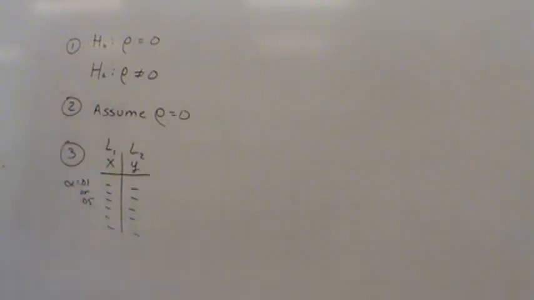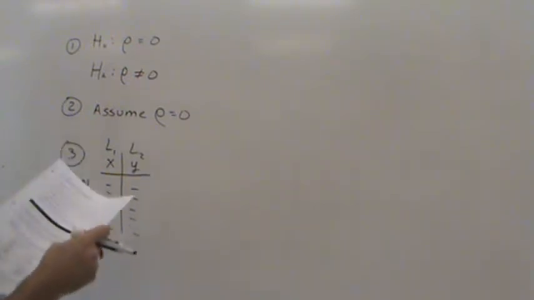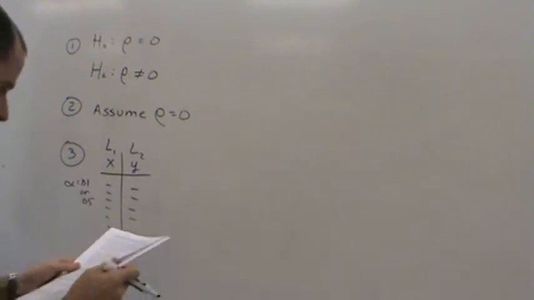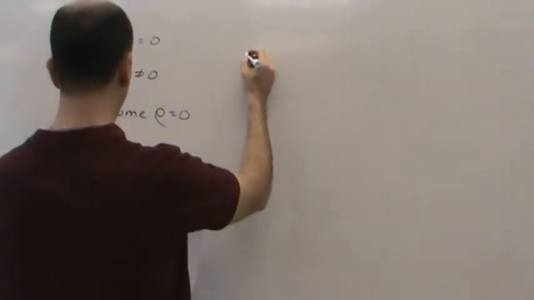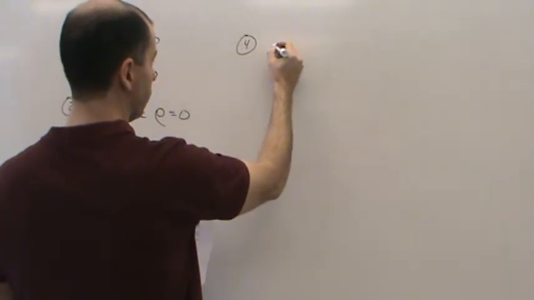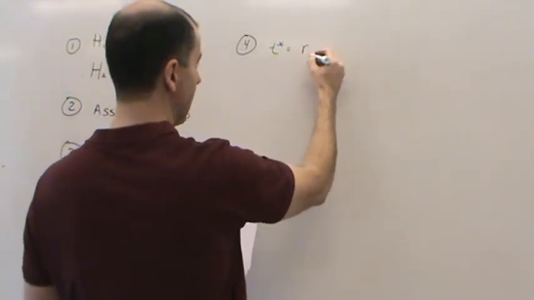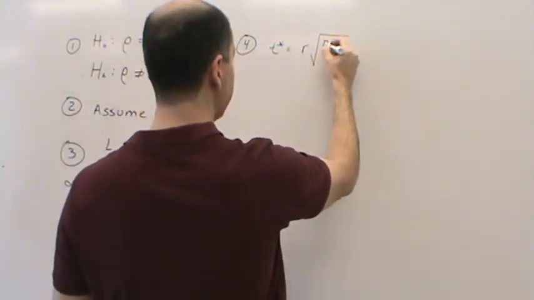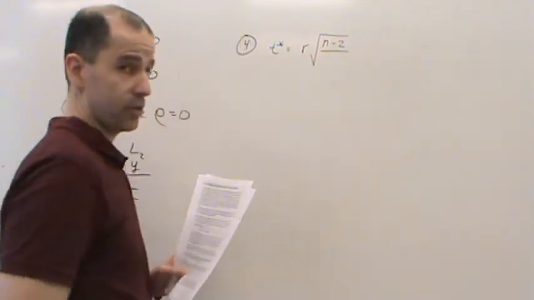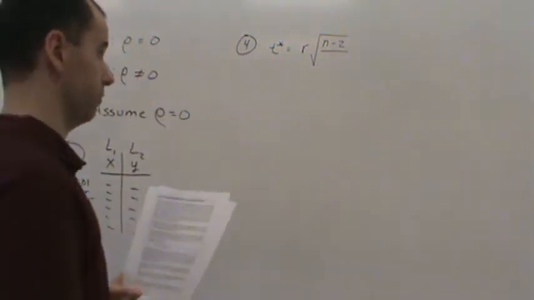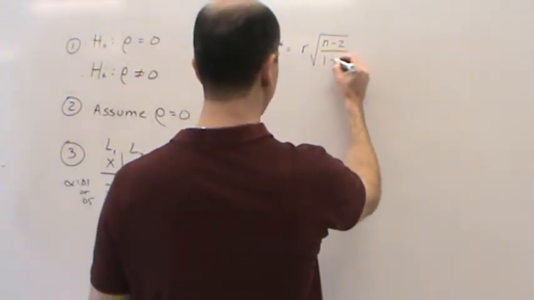Now, the test. There's a couple ways we could do this test. When we do the test, we can use this test statistic, which is a t statistic. So t star is equal to r, based on our sample, times the square root of n minus 2, divided by the square root of 1 minus r squared. We have n minus 2 degrees of freedom. Why? Because we're dealing with 2 samples.